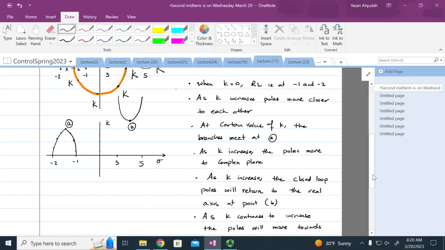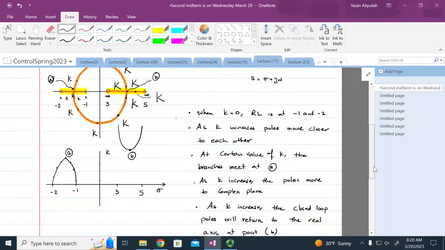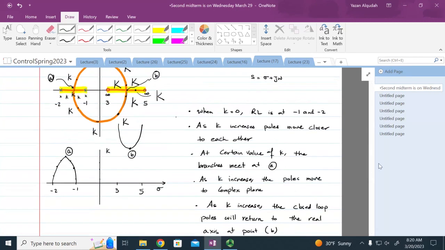Are point A and B graphed to have the same k value? No, they don't. Of course not. I'm glad you asked. As I go along, this is going to go to a k, and k is going to keep increasing. Eventually, it's going to be at point B. Keep increasing goes to infinity. Very good question.